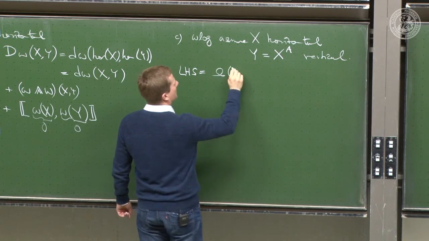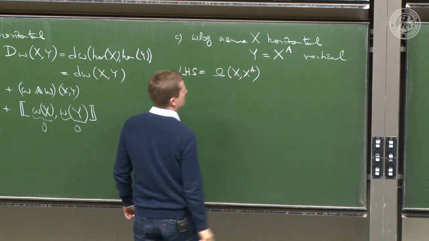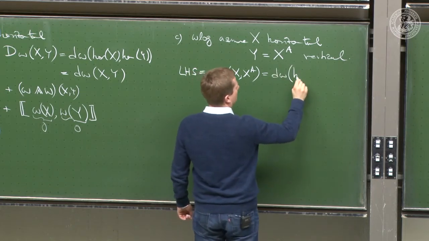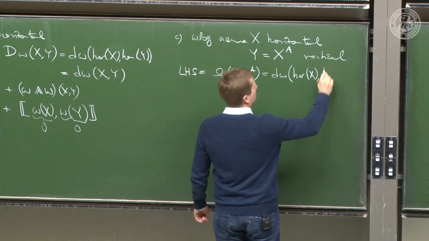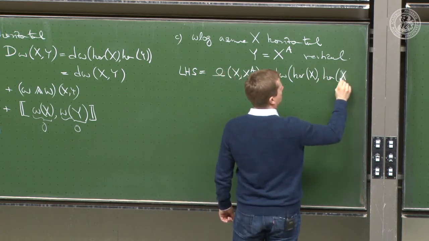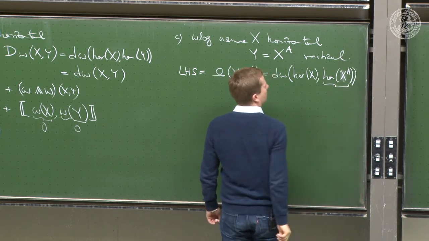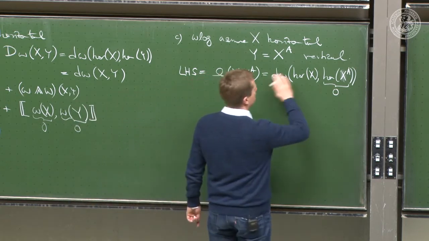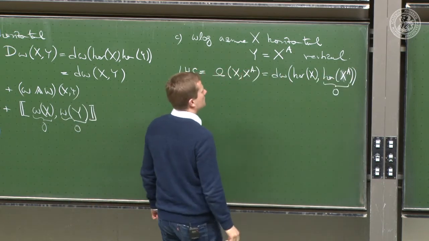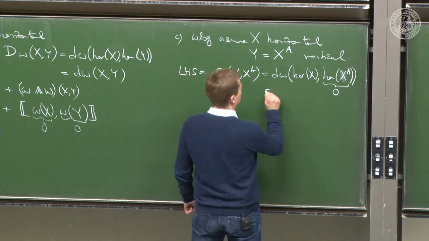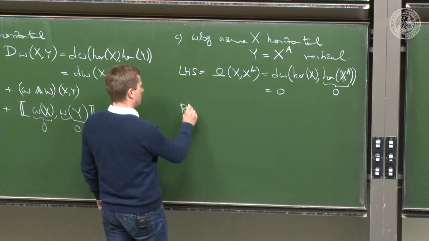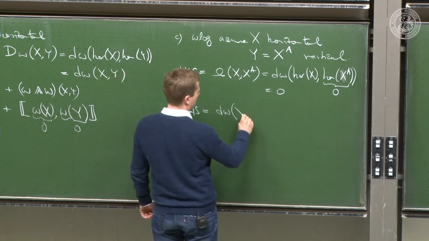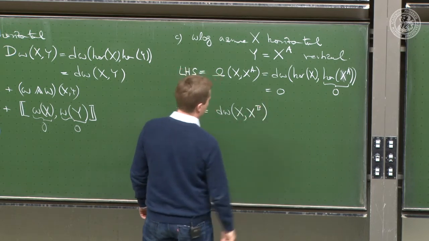Last time we evaluate the left-hand side. That's the omega of the x and the y, which is this here. And this is the d omega. You know, it's the little d omega of the horizontal part of x and of the horizontal part of xa. But the horizontal part of a vertical vector field is 0. That suffices to annihilate the entire 2-form here, because it's, of course, bilinear. So the left-hand side is 0. And now the right-hand side is d omega of x comma xa.